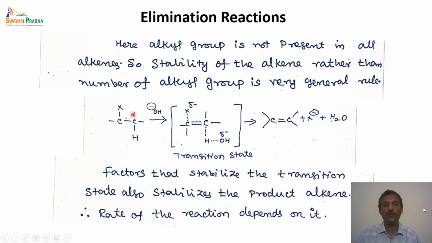Say, for example, we have some electron donating groups or electron withdrawing groups attached to this carbon. They also affect the product formation even though they are not alkyl groups. Other groups which are present here may affect the rate of the reaction. So that is what is mentioned here.